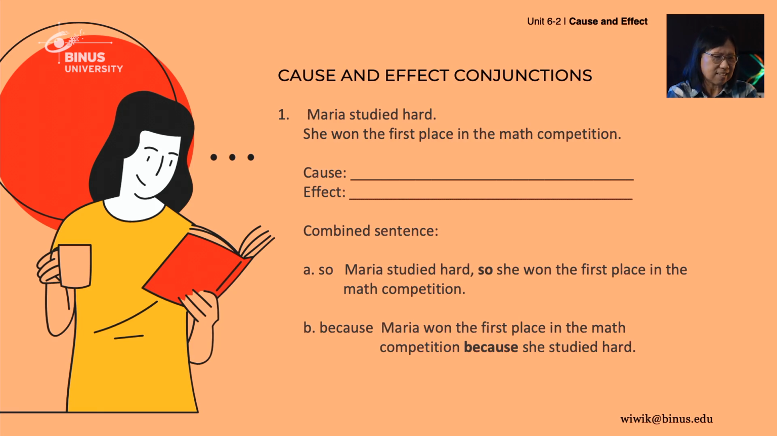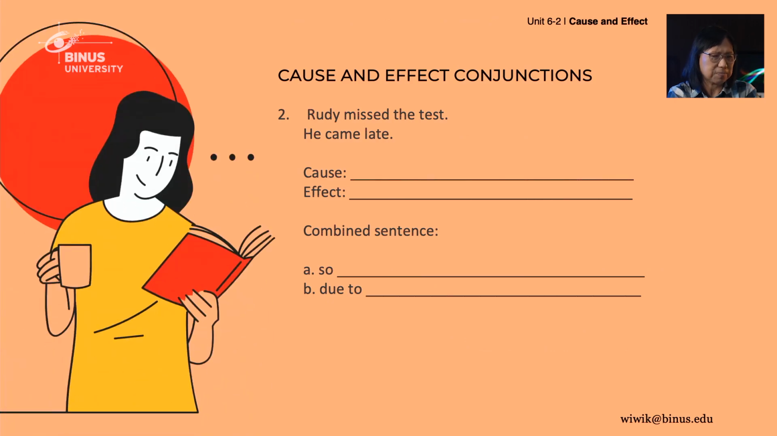Let's try another example. Rudy missed the test and then he came late. So what is the cause and then what is the effect? And if you are asked to combine the sentence using so and due to, what will you write? How do you combine the two sentences using the cause and effect conjunctions? Okay, let's check together.